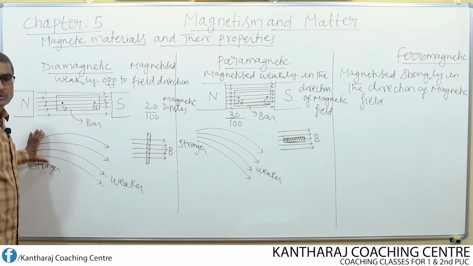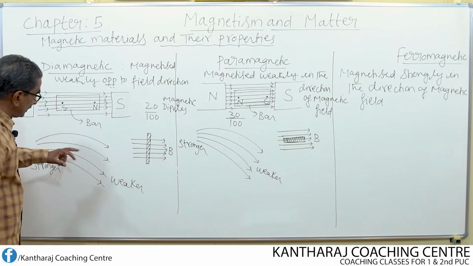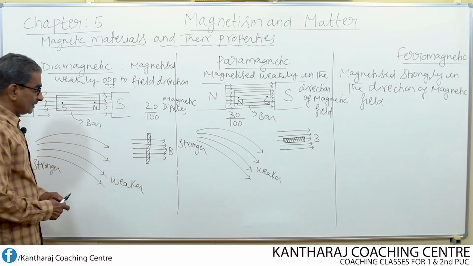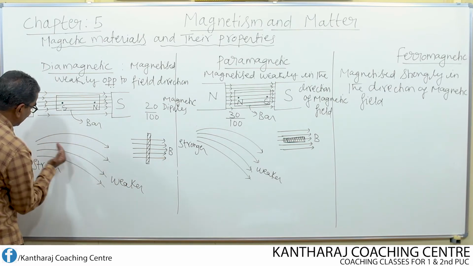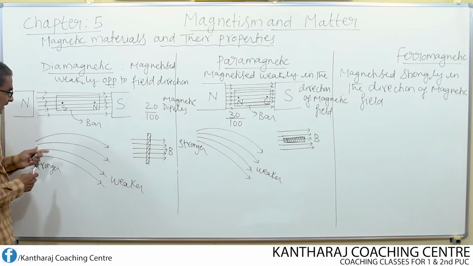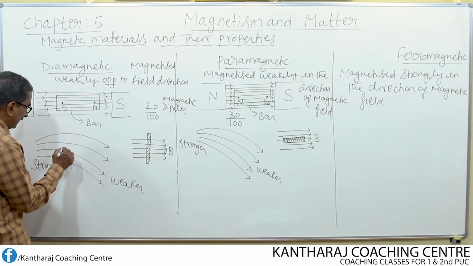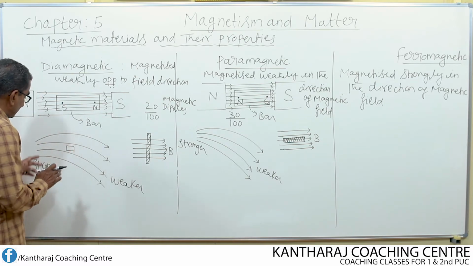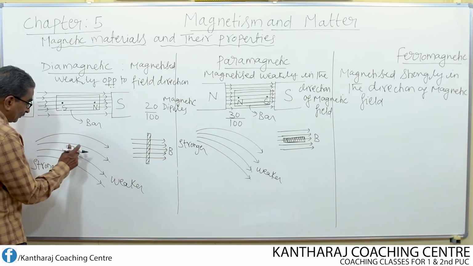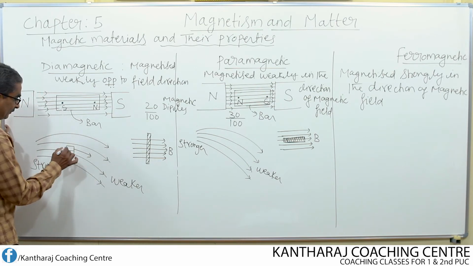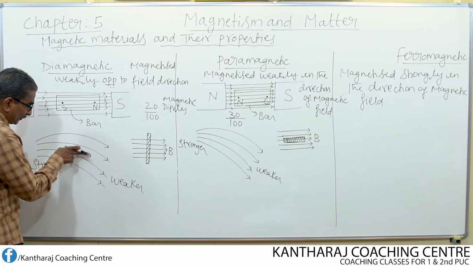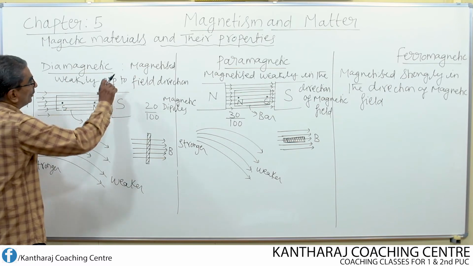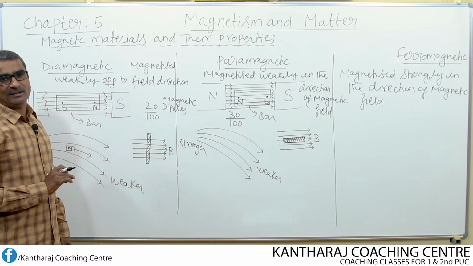Where the magnetic lines of force are close, there the field will be stronger. Where the magnetic lines of force spread out far away from each other, there the field will be weaker. So, if you move from this end to this end, the field goes on decreasing. In such a non-uniform magnetic field, if I keep one magnetic material, if this magnetic material tends to move from stronger to weaker field region, then such material is also known as diamagnetic material.